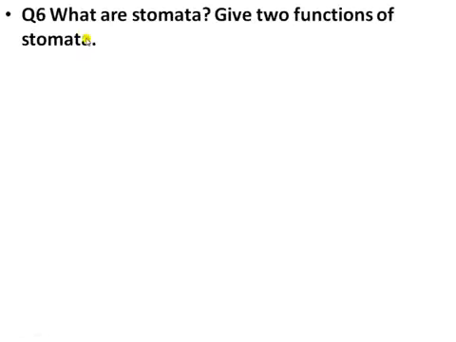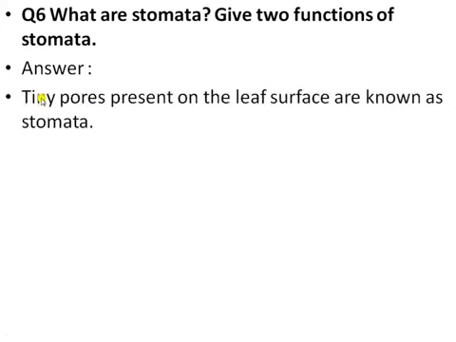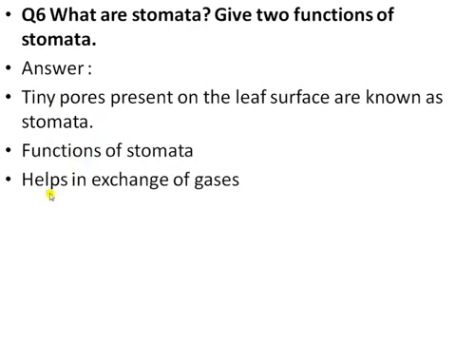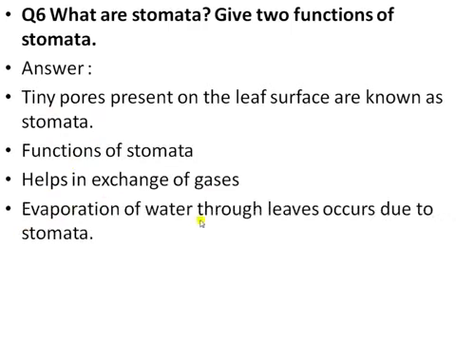The next question is: what are stomata, and give two functions of stomata. The answer of this question is: stomata are the tiny pores present on the surface of the leaf. The functions of stomata are: the first function is to help in the exchange of gases, second is evaporation of water through the leaves, which occurs due to the stomata. These are the two functions.